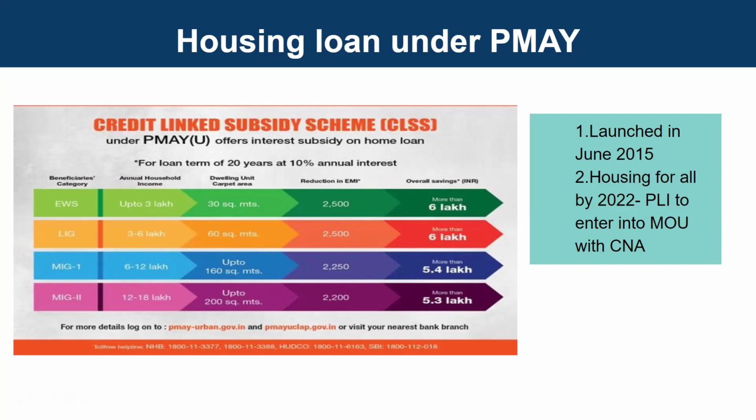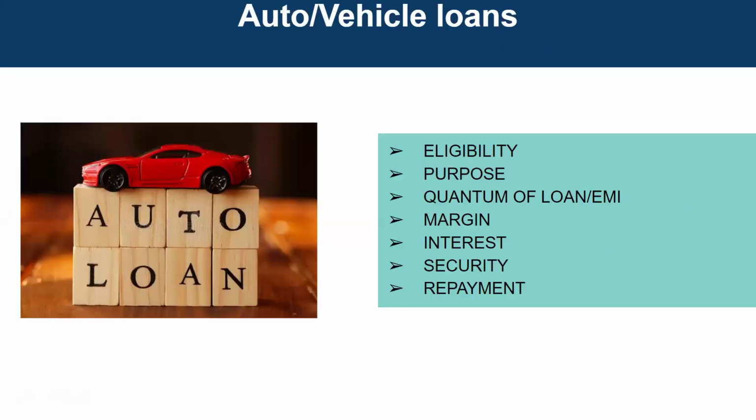Home improvement loans and home decor loans are a part of the housing loan, and it varies from bank to bank. Usually a margin of 20 to 50% is taken in the case of home improvement loans. So this is about the housing loans. Next, we will move to the auto or vehicle loans.